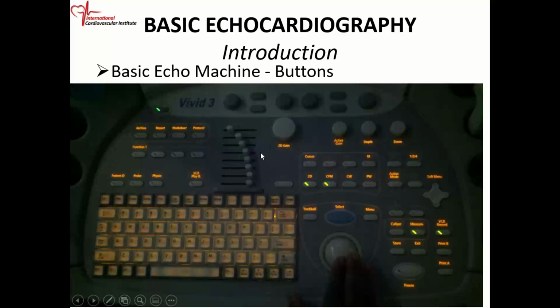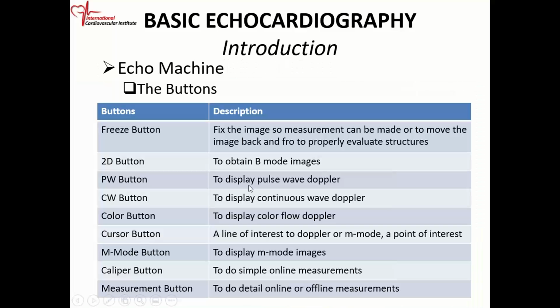When we talk about gain, there's a button for overall gain, to increase or decrease the brightness. So this is a 2D gain, and then there you can change the brightness of a specific area in the heart. Okay, so again, this is a description of the buttons. So know the different buttons, and when you come across any machine, just see where you locate the button.